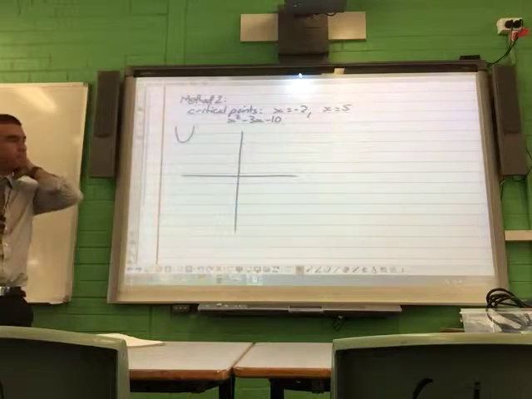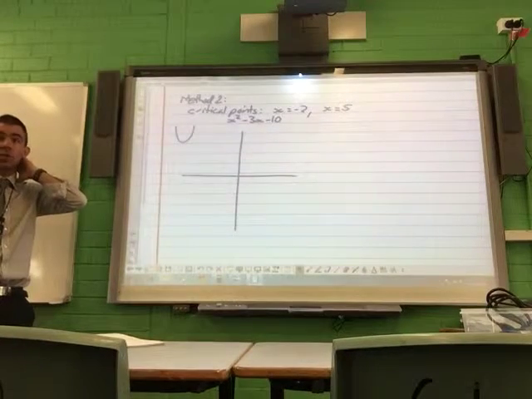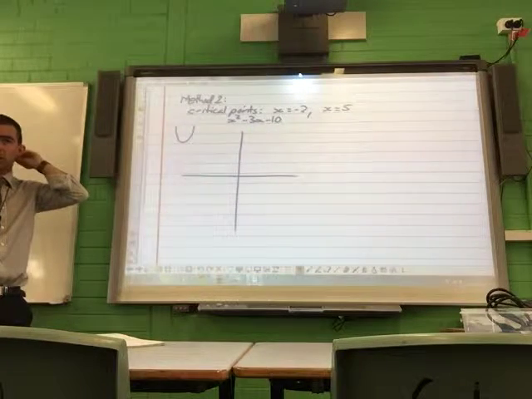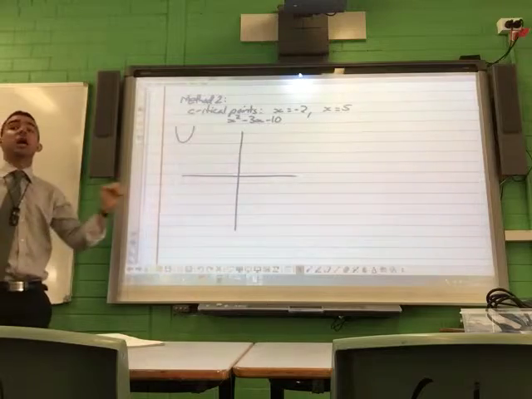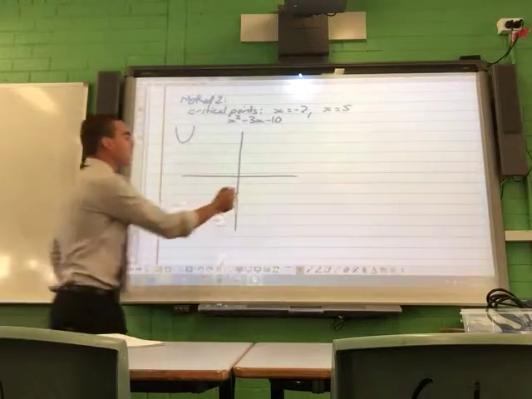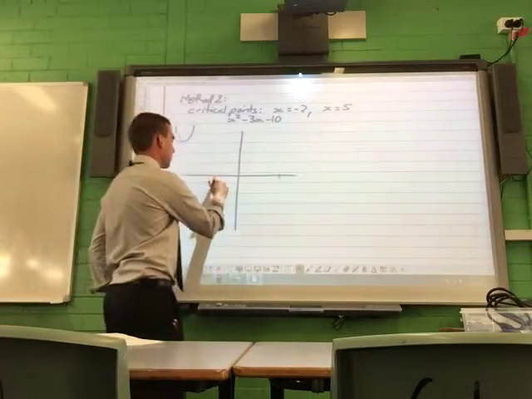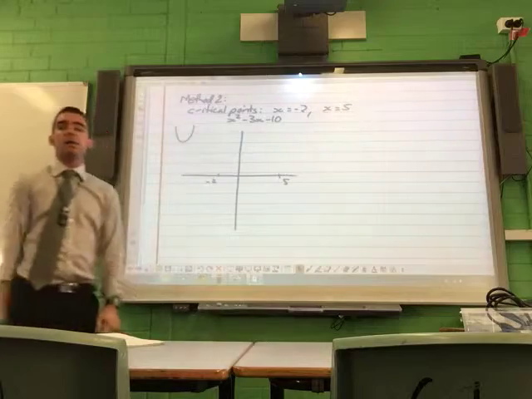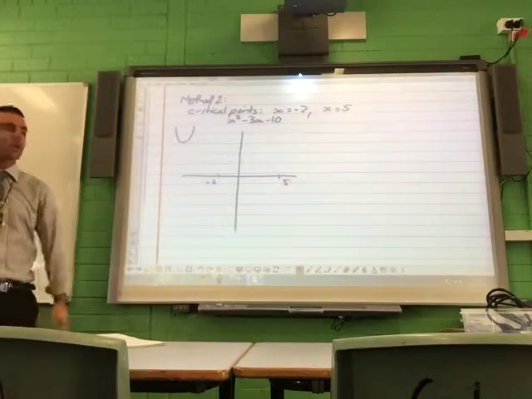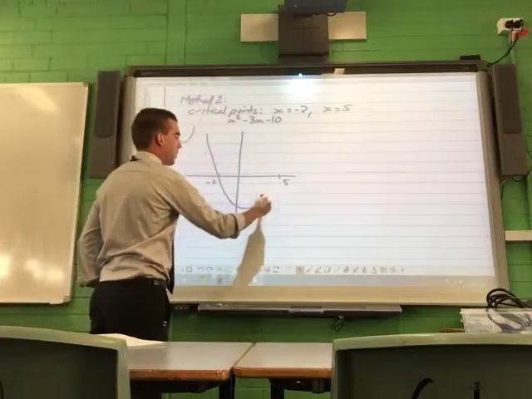Quick sketch. I'm not marking you on your sketch. Your HSC markers will also not mark you on this sketch, because this is just to help you answer your question. Plot the critical points. You've got 5 and -2. And then just do some form of parabola that goes through that. Concave up we know, so we've got something like this.